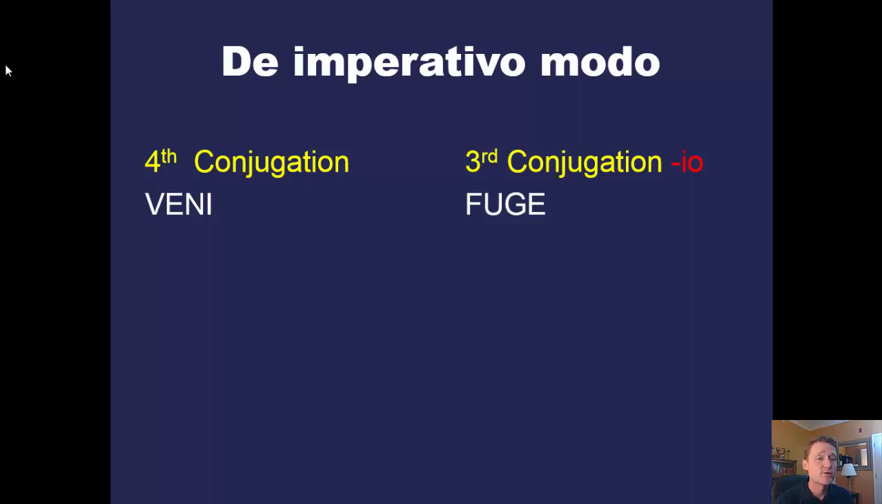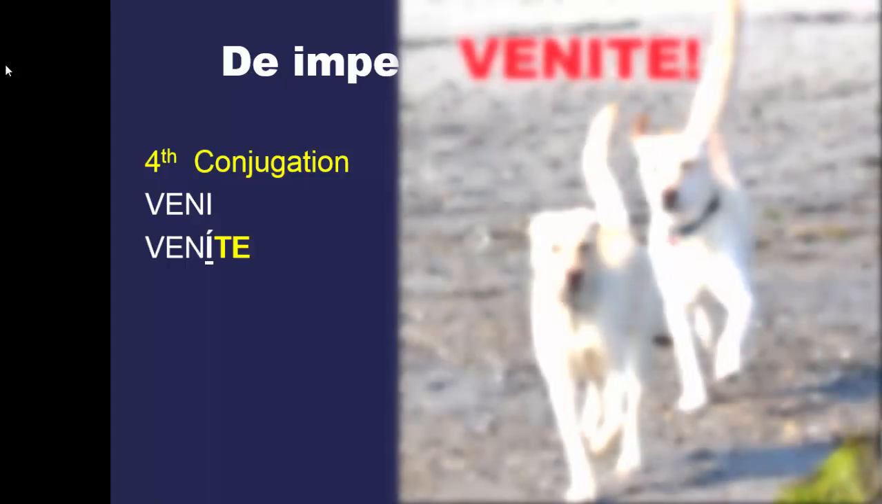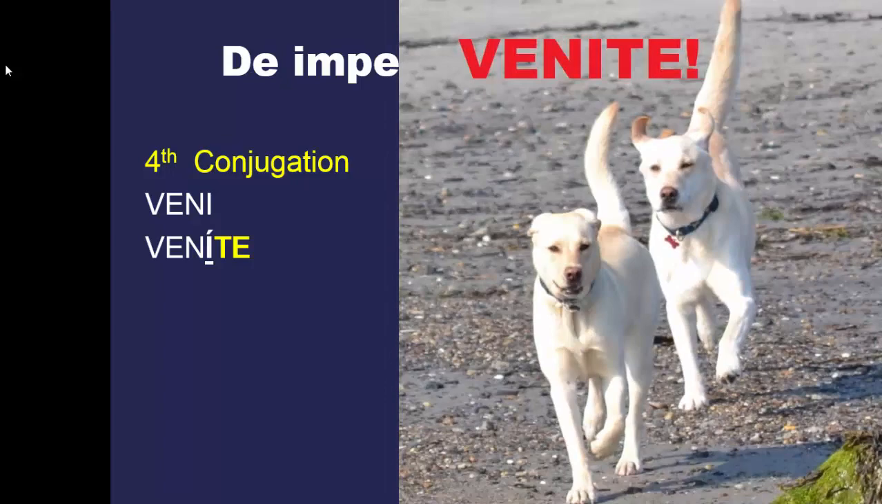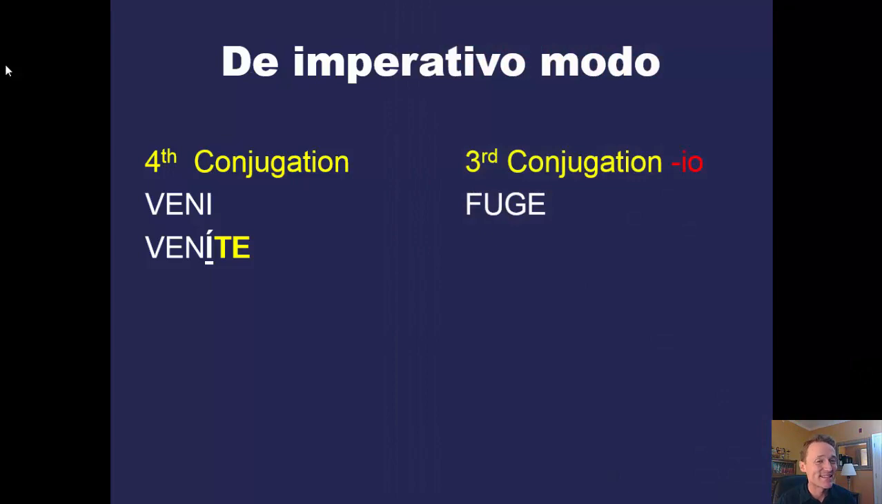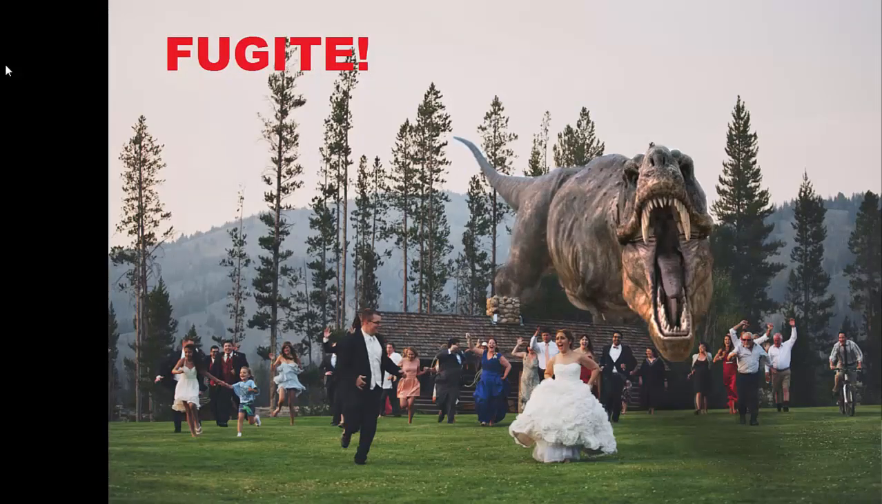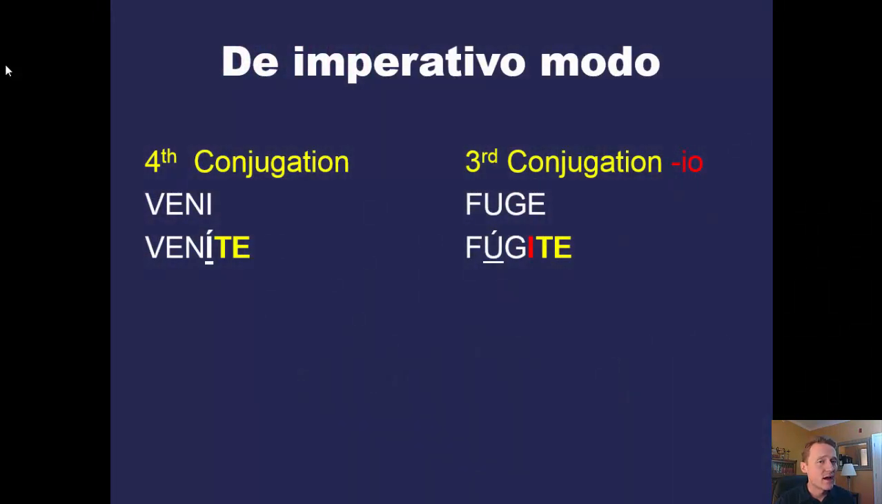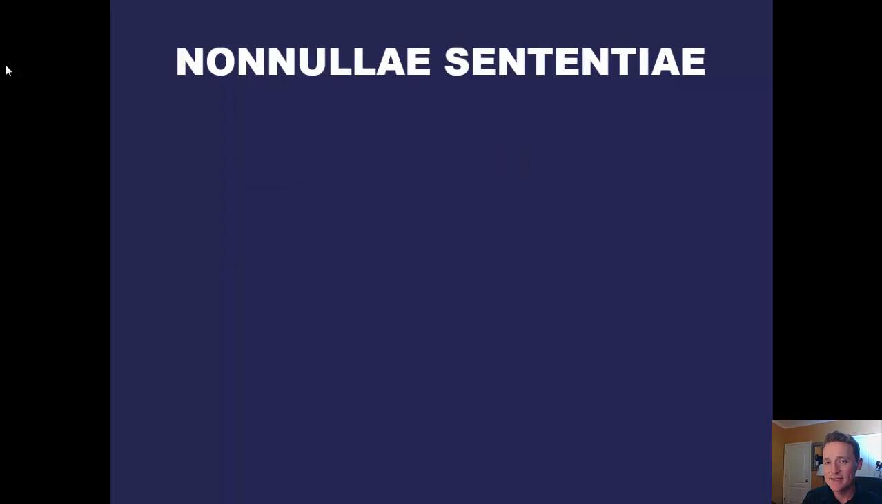So if I'm speaking to more than one person to say come, I would say venite. Notice venite. On the other hand, if I'm saying the opposite and I'm telling them to flee, I say fugite. So notice venite but fugite. They both have an I, but the I in venite is long, the I in fugite is short, so you can hear a difference. Non nullae sententiae.